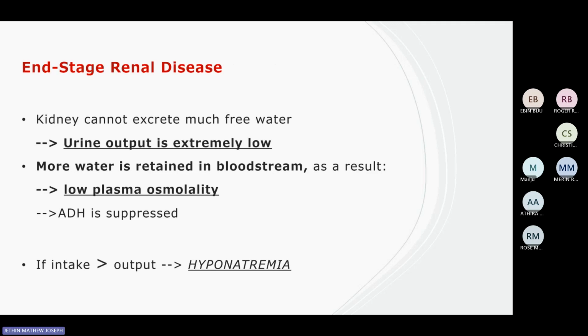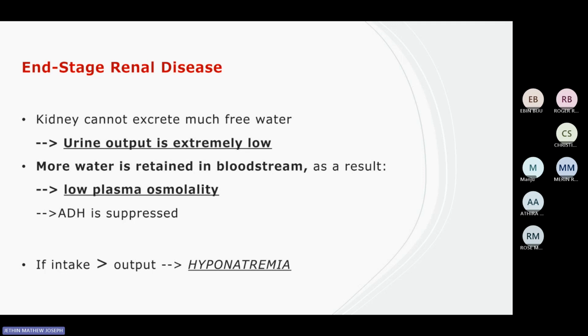So the next condition which we'll be covering in this case is end-stage renal disease. In end-stage renal disease, the kidney won't be able to excrete much free water. Urine output is going to be extremely low. As a result, more water is retained in the bloodstream, and this is going to dilute the plasma and cause low plasma osmolality. Low plasma osmolality will suppress the ADH. And if in this case also, intake just about crosses the output, you're going to have hyponatremia.